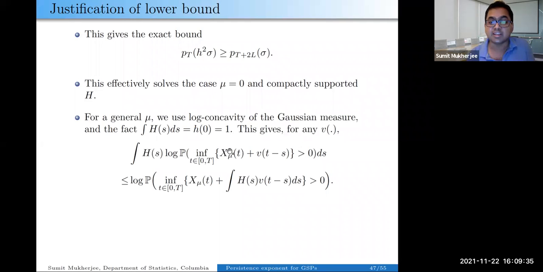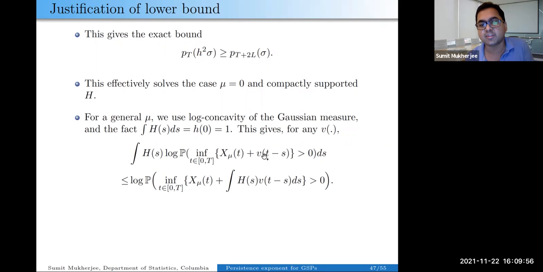So this log concavity gives that the log of this probability, that infimum, of this x mu process plus a perturbation of this form. It can be any function. It doesn't need to be v(t minus s). It could be a bivariate function of t comma x. But I'm just taking it to be v(t minus s) because that's what I'm going to plug in eventually.